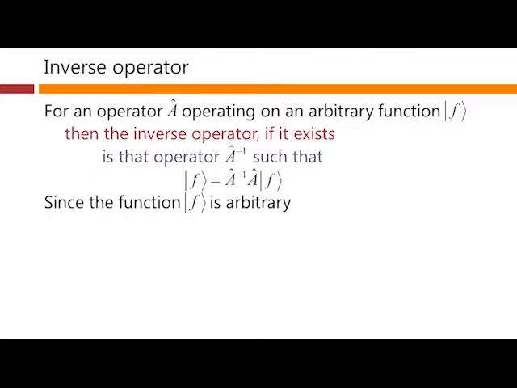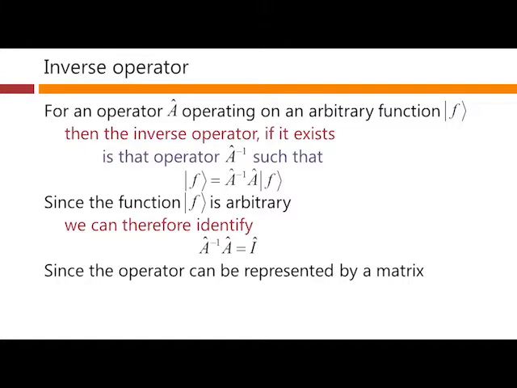Since this function f is arbitrary, we can therefore identify that A to the minus 1 times A must equal the identity operator. If this expression is to work for any function f, then this A to the minus 1 times A in here must be the identity operator.